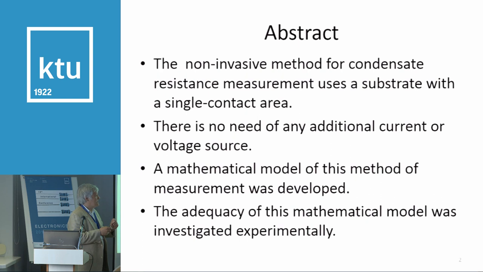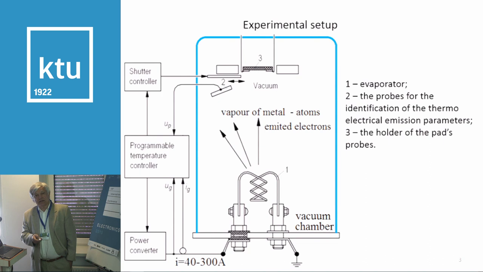Also, current methods use additional current or voltage sources. We created a method and a mathematical model of it, and experimentally tested this mathematical method. Our experimental equipment consists of a vacuum chamber. We have an evaporator heated with high current, and metal vapor falls onto our probes, and here we do our measurements. We also have a shutter: when the shutter is off, the space charge disappears, and we have the possibility to measure resistance without space charge, because of the very high density of electrons.